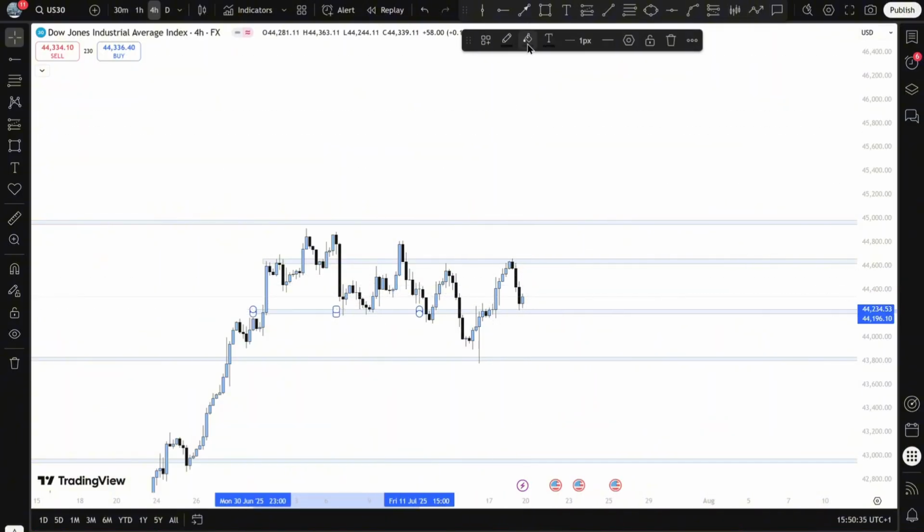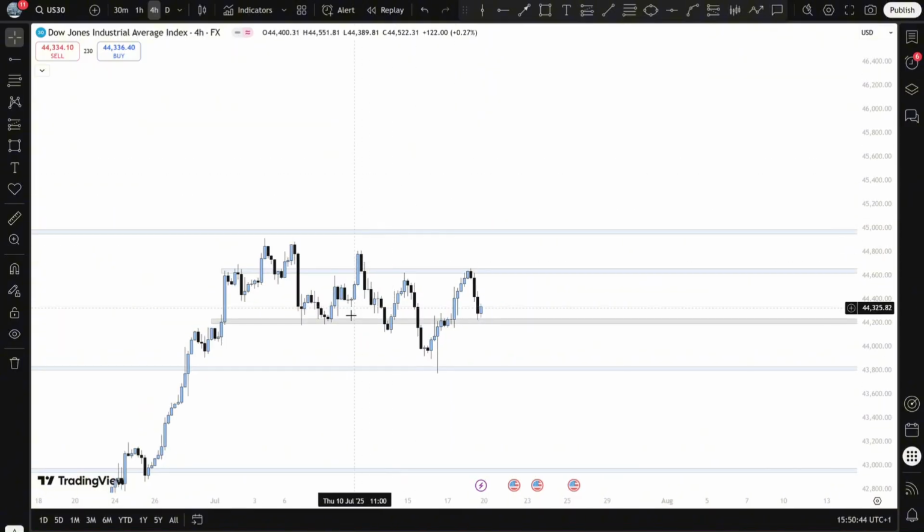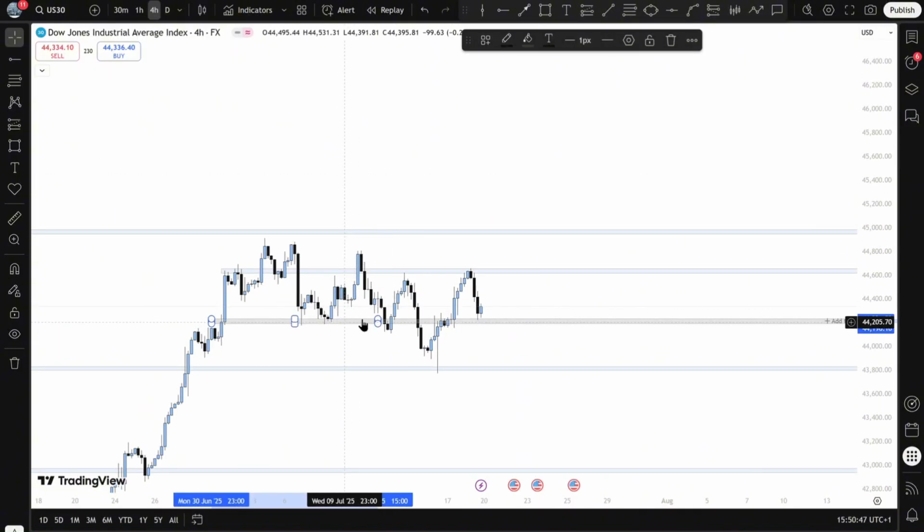So I'm going to have to change the color of this one. No, let me bring it here. I'm going to change the color and put it like this, all right? Okay, so let's say US30. Let's look for more key levels, guys.